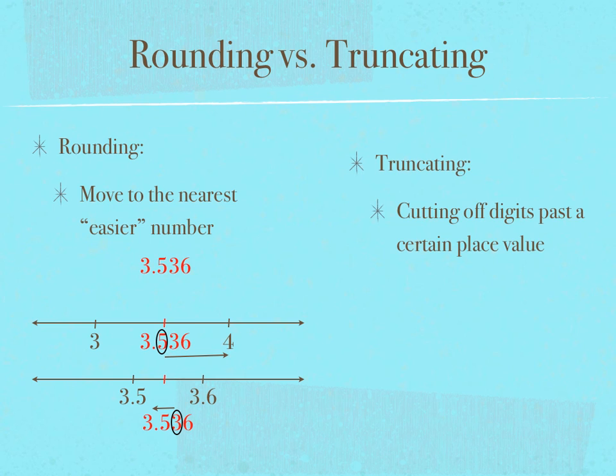Truncating is a slightly different process, and it means simply cutting off the digits past a certain place value. So we can take the same number, 3.536, and we can truncate it to the nearest whole number by simply lopping these 3 decimals off. We can truncate it to the nearest tenth by lopping the 3 and the 6 off. We can truncate it to the nearest hundredth by lopping simply the 6 off. Notice that we don't care whether we move it up or down, we simply chop off some decimals.